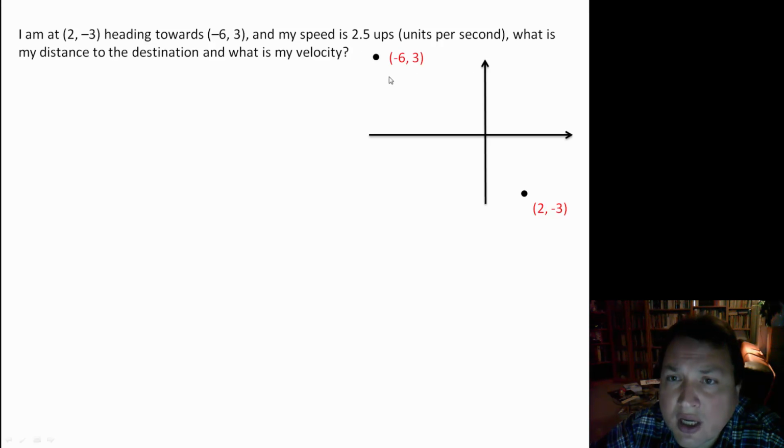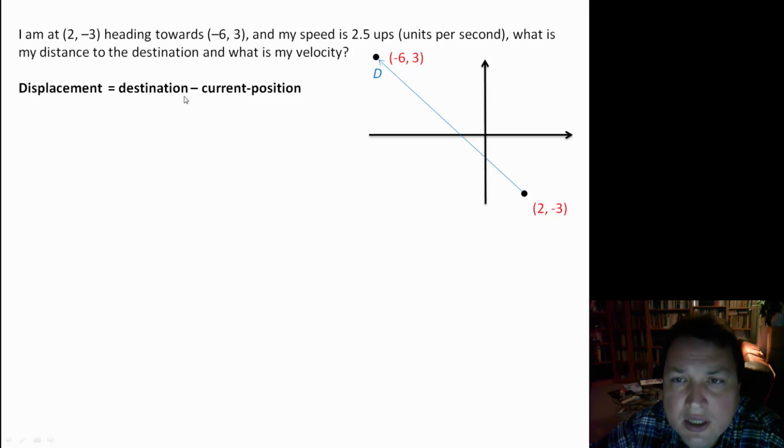My speed is 2.5 units per second, and the question is what is my distance to the destination and what is my velocity. To calculate the distance, I need to know about the vector called destination displacement, d. It can be calculated using this simple formula, destination coordinates minus my current coordinates. So the destination displacement d is my destination coordinates -6, 3 minus my current position, which is 2, -3.